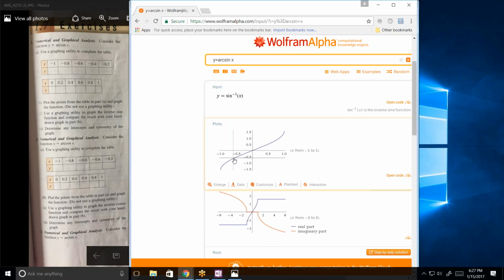Wait, what? Sorry, spacing out. What's the inverse sine of negative 0.6? That's where I have my cursor on that graph. About negative 0.6. Okay. Now we'll go to negative 0.4.